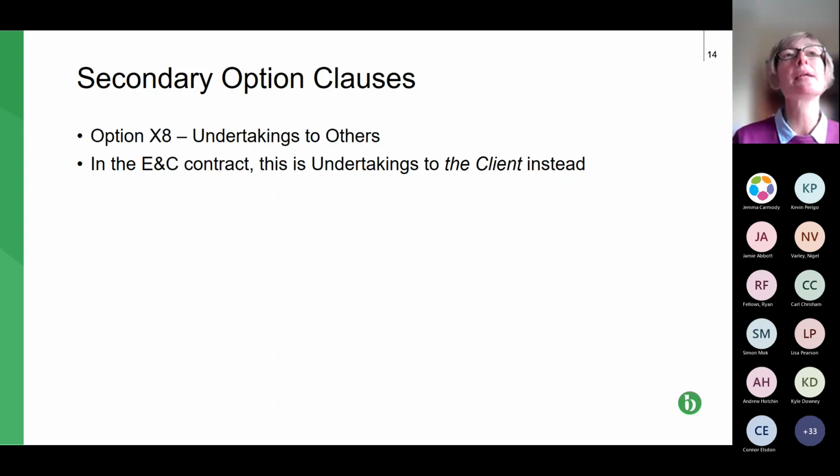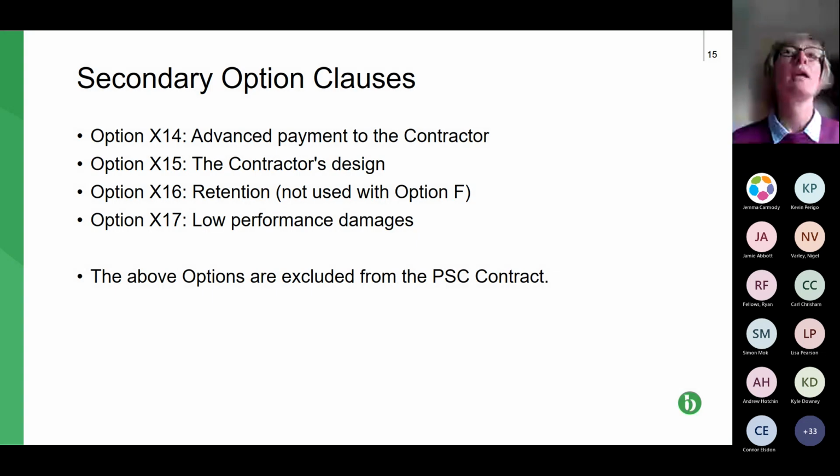The first one we want to look at here is option X8, which is undertakings to others, strange terminology I think, but it's basically collateral warranties and third party rights. So do we have that in the engineering and construction contract? Absolutely, yes. Do we have it in the professional services contract? Yes, we do.